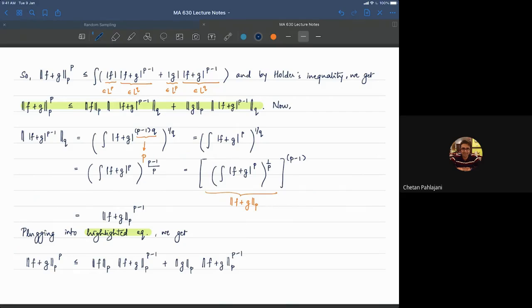All right, and now you can see what's happening here. On the right side, you have this common factor, so you want to divide both sides by it. On the left side, you have norm f plus g to the pth power. On the right side, you have norm f plus g to the p minus first power. So you want to divide both sides by norm f plus g to the p minus 1. This is why you have to assume at the beginning that norm f plus g was positive, sorry.